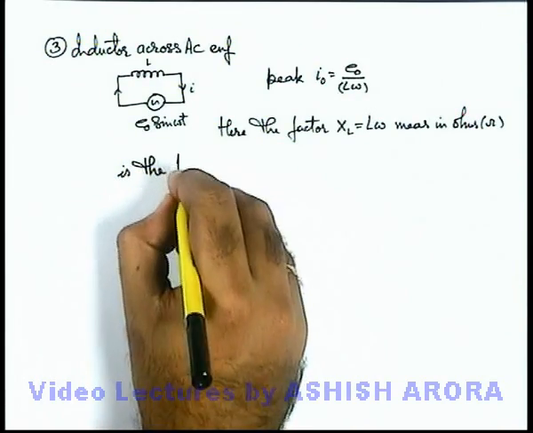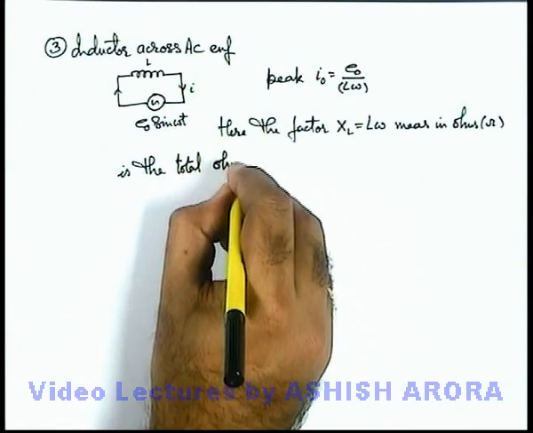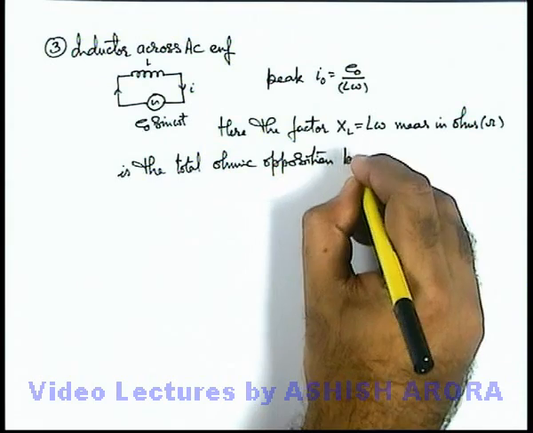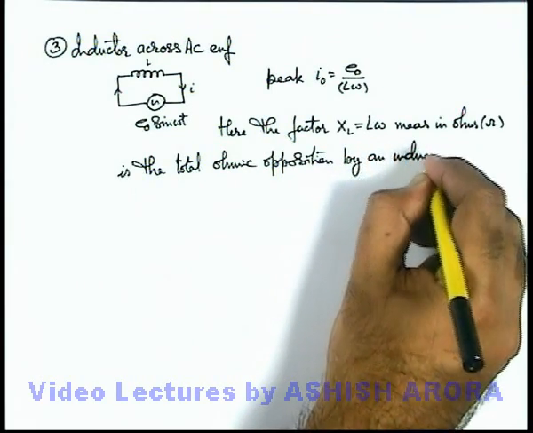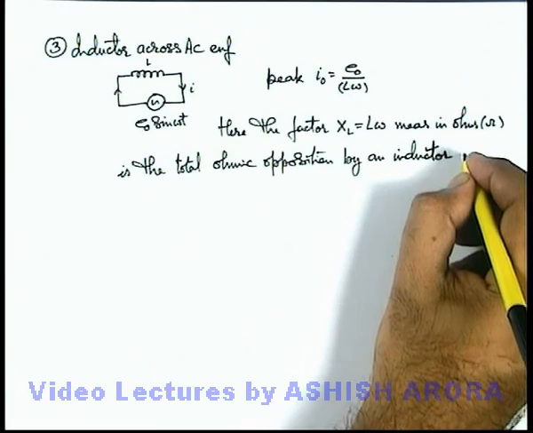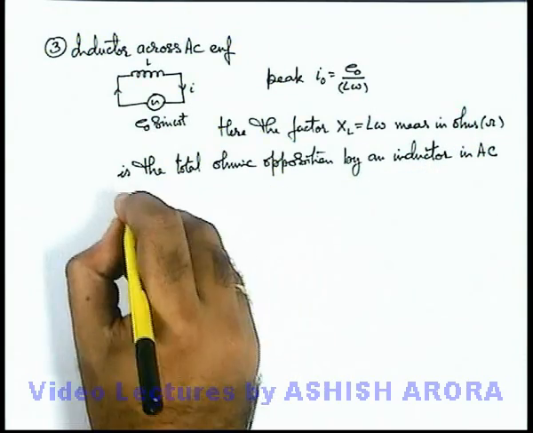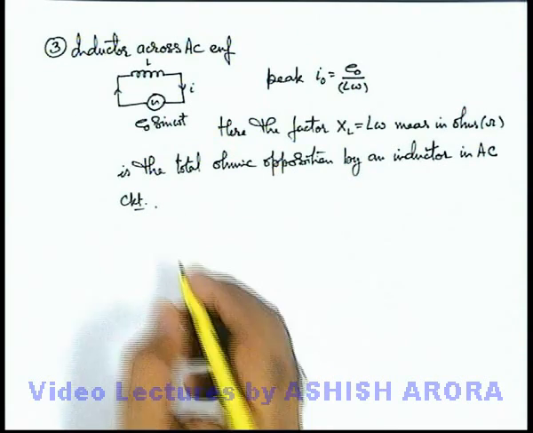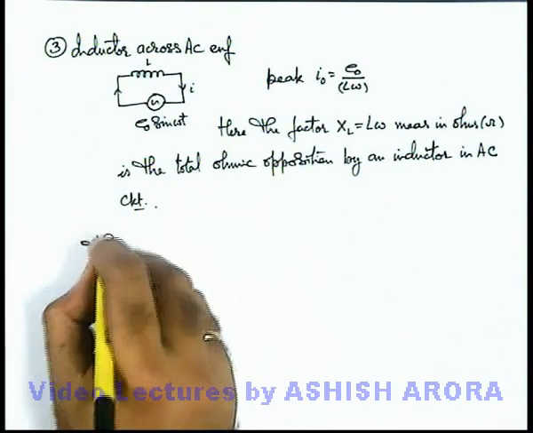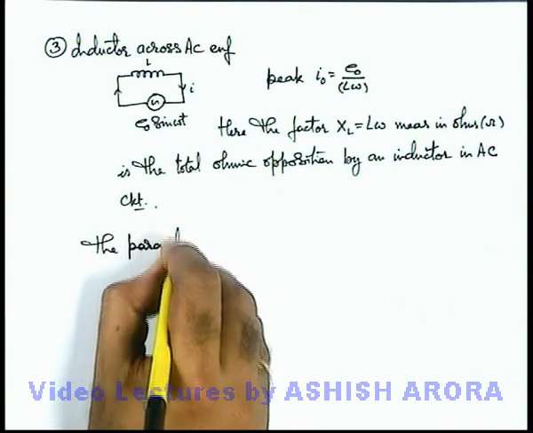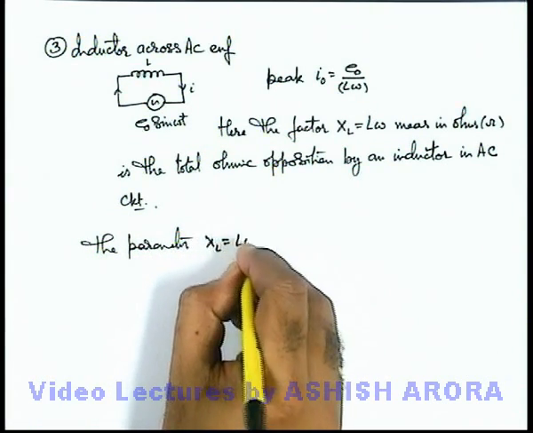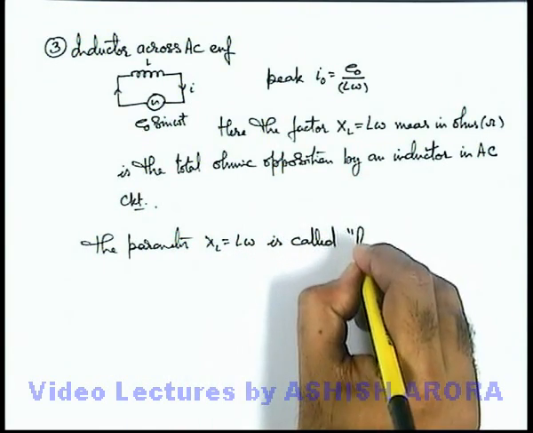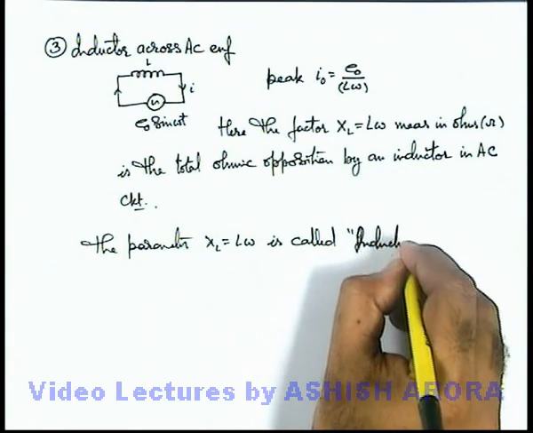is the total ohmic opposition by an inductor having an inductance L in an AC circuit. So here we can directly state that in case of an inductor, this parameter or factor XL, which is written as L omega, is called the inductive reactance of the circuit.